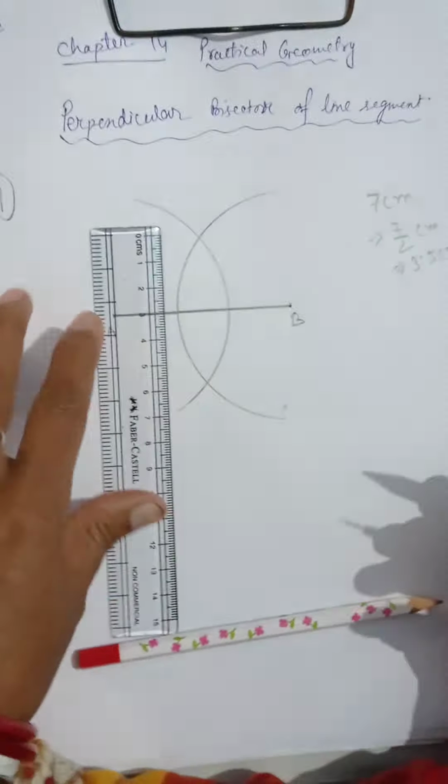I have taken one line segment of 6 centimeter. I have named this one as XY. Now I want to bisect this one. As I followed in the first one, I am taking the first arc which is more than half.